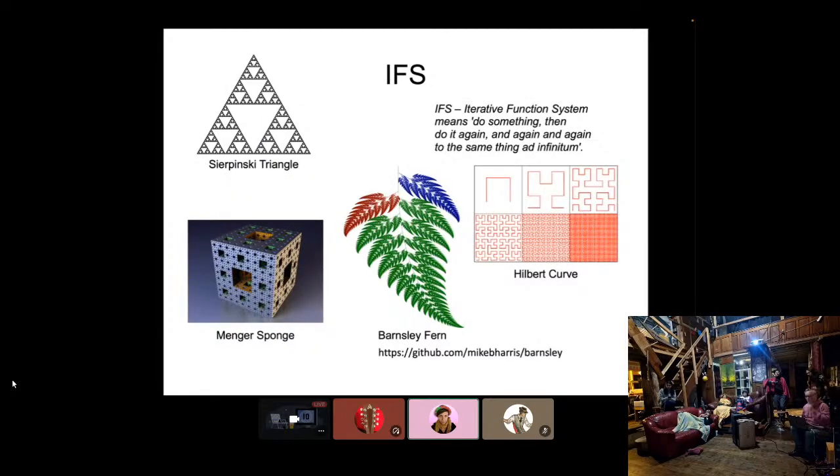And then iterative function systems, which is where you do something again and again and again ad infinitum to produce a repeating pattern. There are some examples of that: the Sierpinski triangle, the Barnsley fern down the bottom, and I think the Hilbert curve and the Menger sponge, which I think is a great name for something. Okay, so those are three of the other ones.